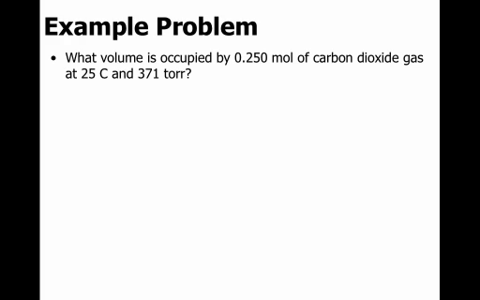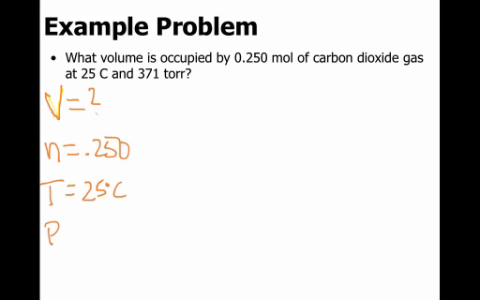Let's do a couple example problems. We're going to start these the same way that we started the other ones, where we make a list of our variables. For this one, we want to know what volume, so V equals question mark, is occupied by 0.250 moles, so n equals 0.250, of carbon dioxide gas at 25 degrees Celsius, so temperature is 25 degrees Celsius, and pressure is 371 torr.